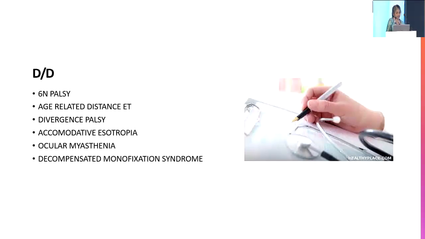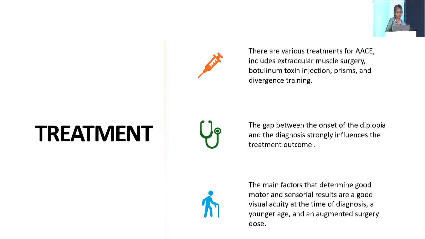The differential diagnosis for this condition is acute sixth nerve palsies, divergence-related distance esotropias or divergence palsies, and accommodative esotropia. In all these conditions, you will find a near-distance disparity. Also ocular myasthenia and decompensated monofixation.